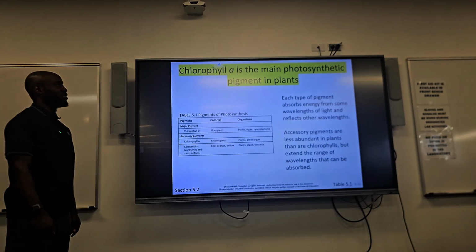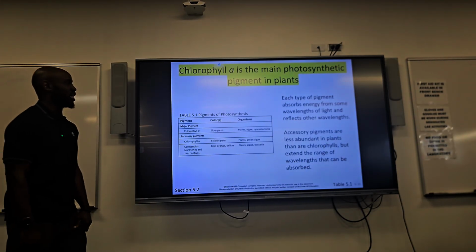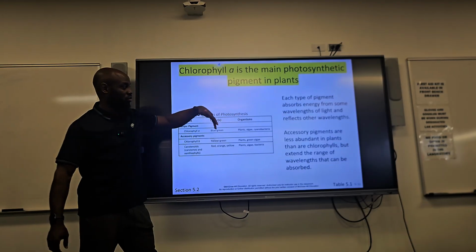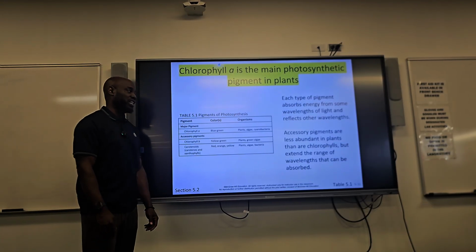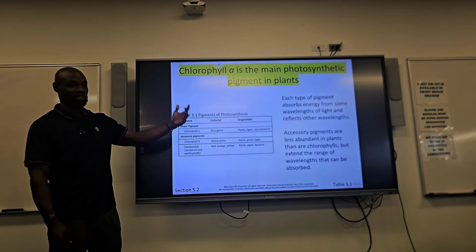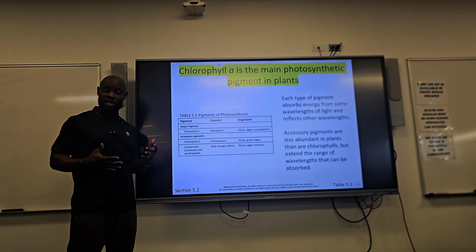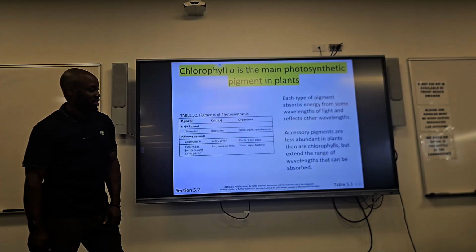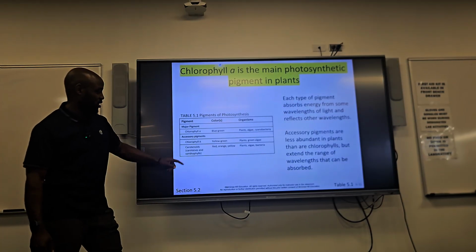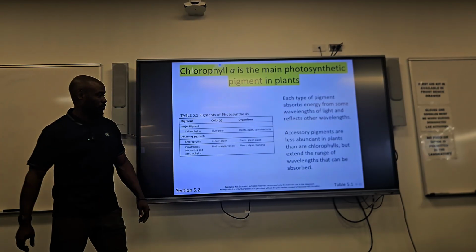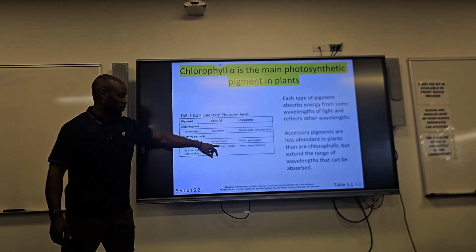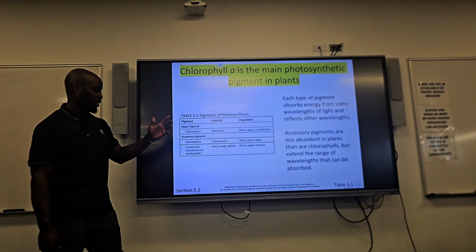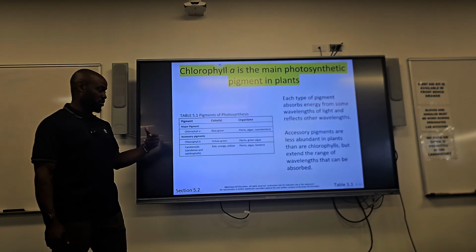Chlorophyll A is the main photosynthetic pigment in plants. Each type of pigment absorbs energy from some wavelengths and reflects other wavelengths. It generally reflects the green but absorbs the other wavelengths. Then you have some other accessory pigments which are less abundant, chlorophyll B and the carotenoids. They're seen as yellowish green or red, orange, and yellow, so they reflect these colors and absorb the other colors.